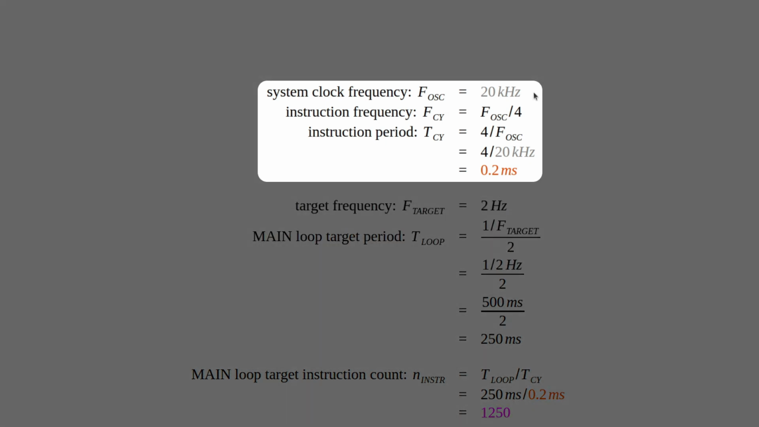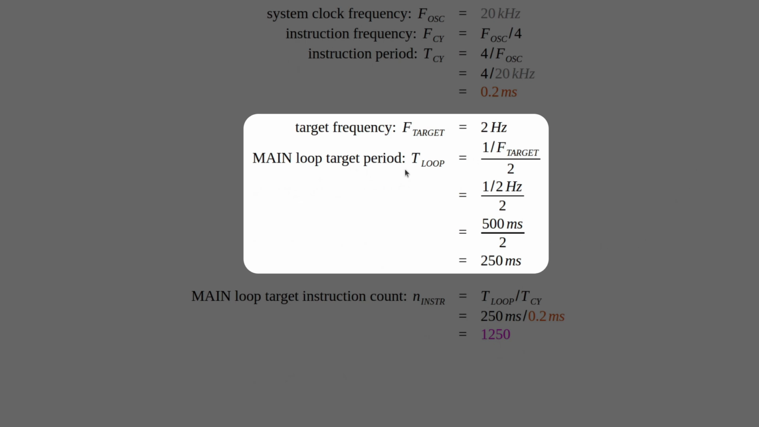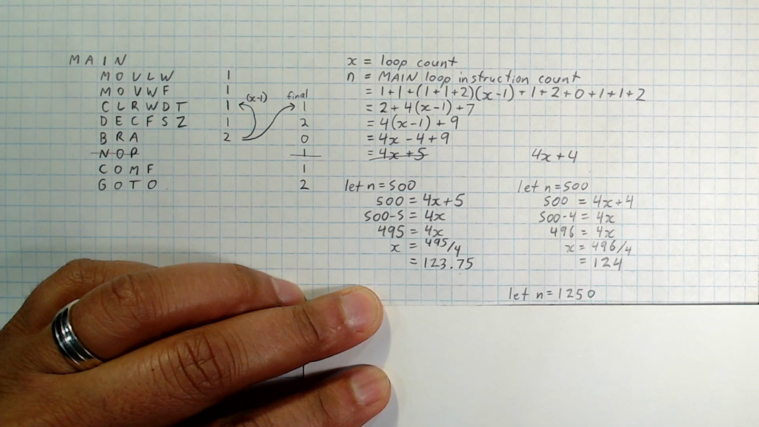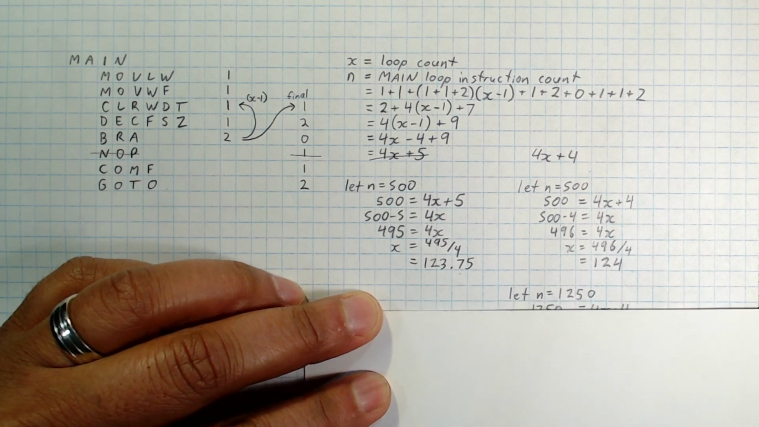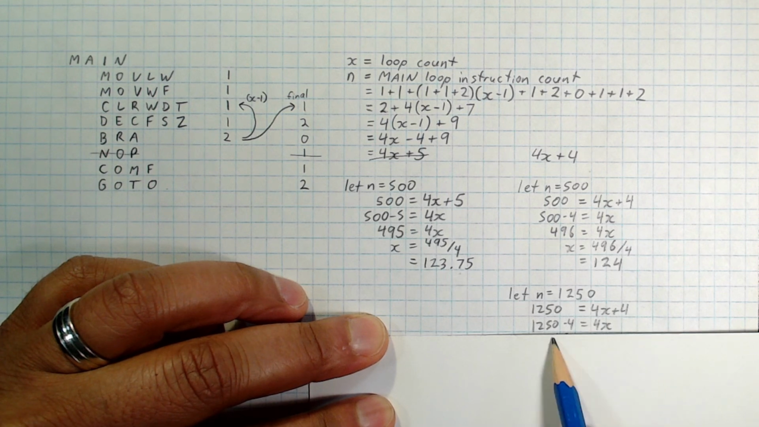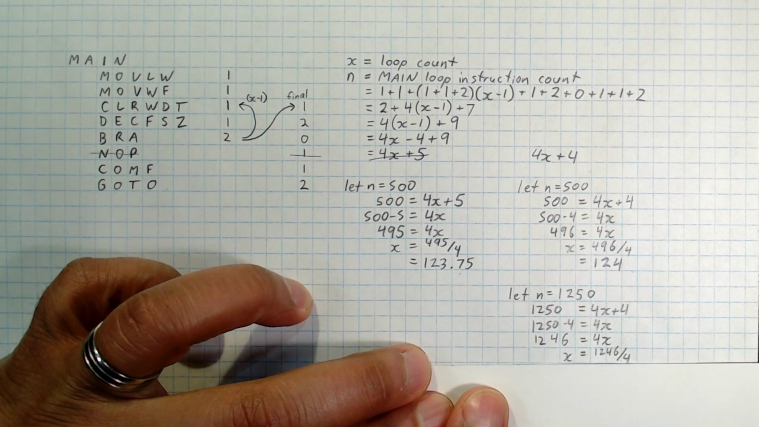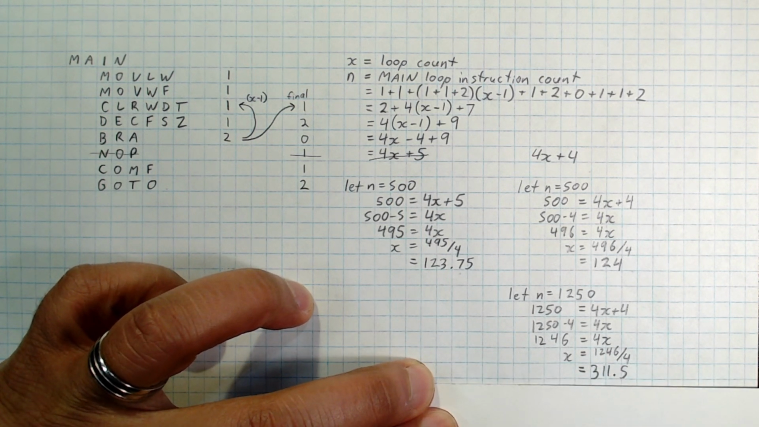Our system clock frequency hasn't changed at 20 kilohertz, which means our instruction period is still 0.2 milliseconds, but now our target frequency is 2 Hertz. So working that out, our main loop target period is 250 milliseconds, and calculating for the instruction count, we end up with 1,250. Well, let's take our existing expression of 4x plus 4, but this time we'll let n equal 1250. And we'll work that out. We can take the 4, bring it over here, 1250 minus 4 equals 1246. And then rearranging for x equals 1246 over 4, we end up with x equals 311.5.